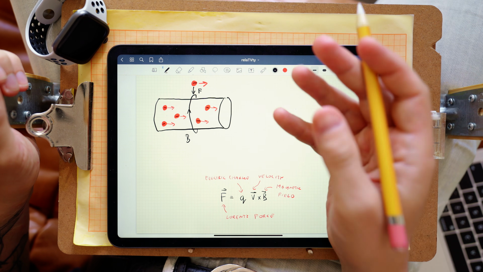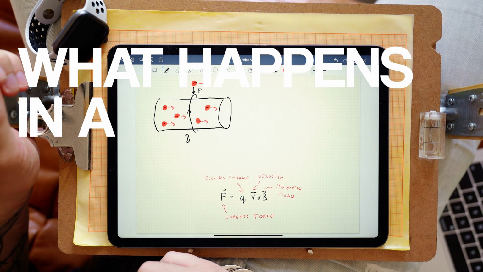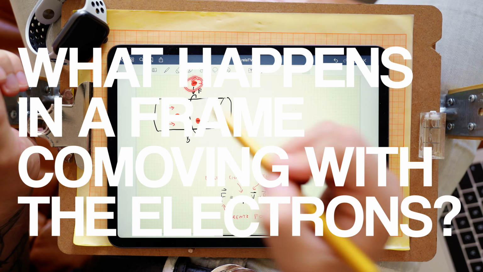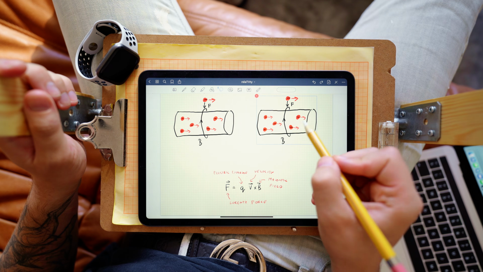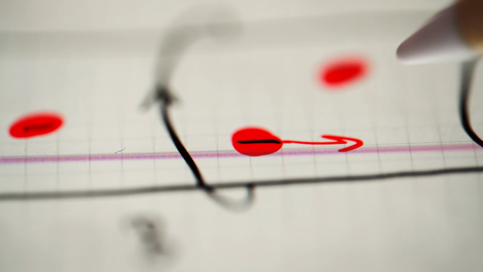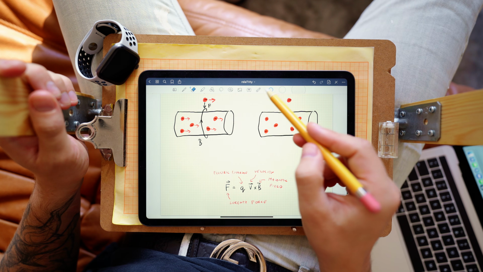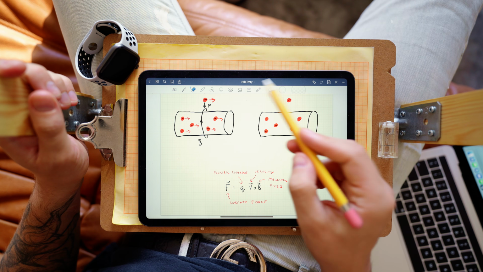So this story is pretty straightforward until we ask the question, what happens in a frame co-moving with all the electrons? Because in that frame, the magnetic force has to vanish simply because the electrons are not moving anymore. And it seems that we have an inconsistency with the principle of relativity because in one frame, the electron is attracted towards the wire and in the other it's not.